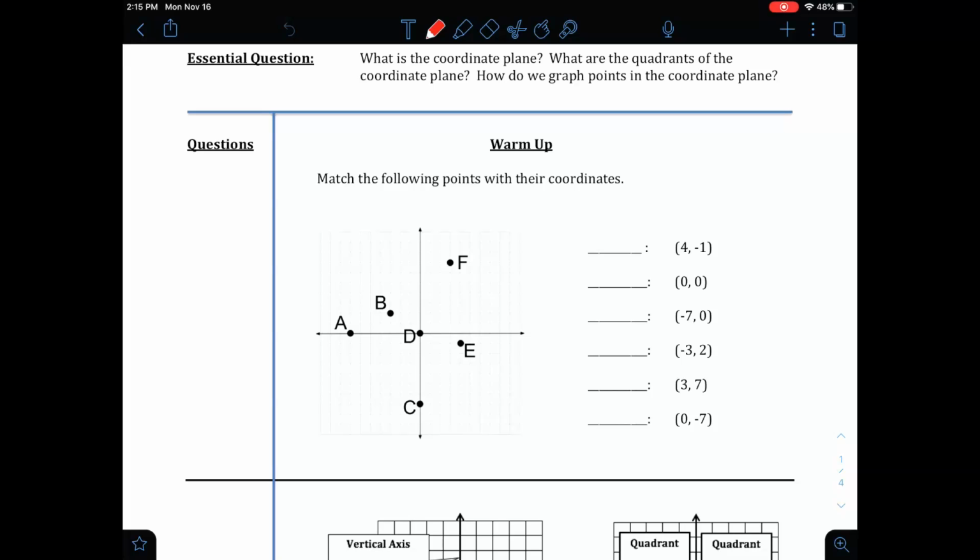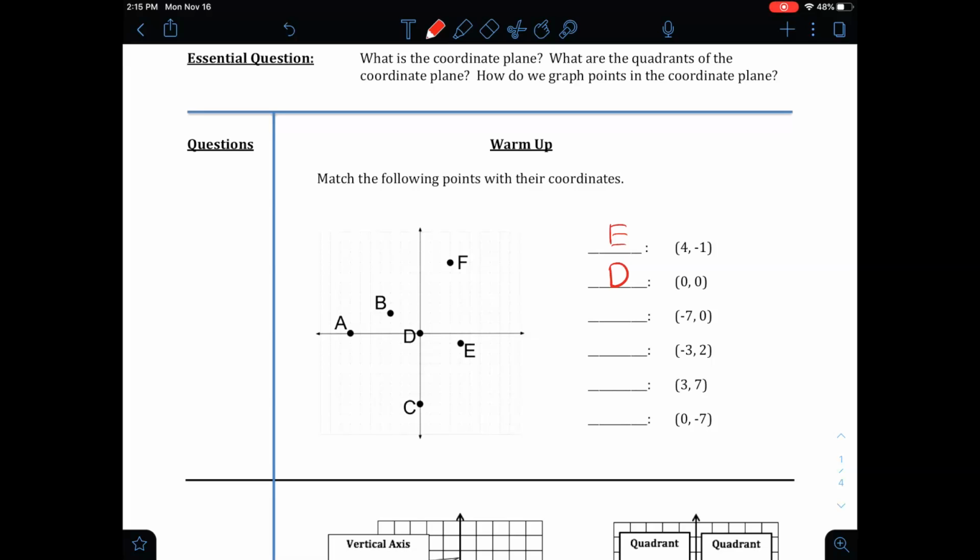All right, so 4, -1. So 4, -1, we're going to go right 4, because it's positive 4, and down 1. Which means it's going to be E. E is right 4 and down 1, which we'll talk about more in the actual lesson here, but just to see if you remember this. 0, 0 is what's called the origin, which is right in the middle. It means don't go left or right at all, don't go up or down at all, which means it's going to be D for that problem.